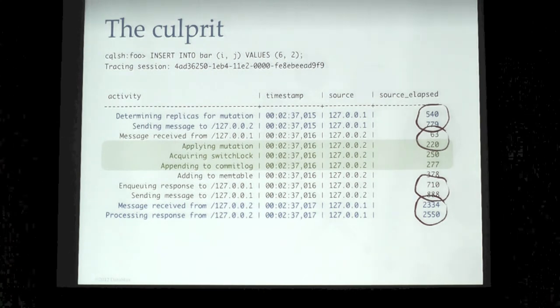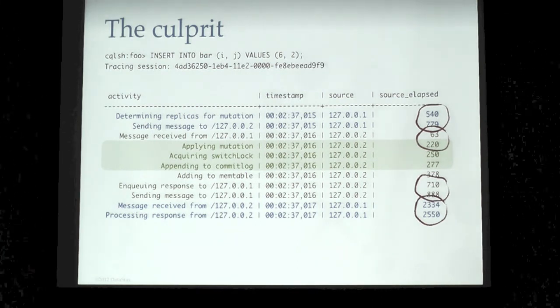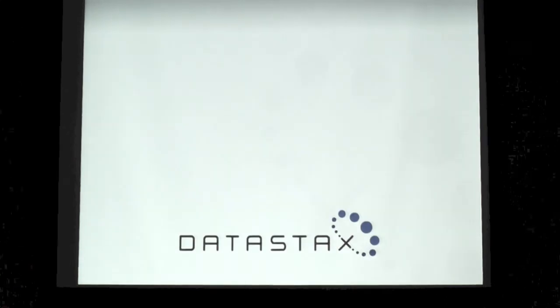Similarly on the replica node, between receiving the message and applying the mutation, again, that's just going from one stage to another, and that took almost another 200 microseconds. I've circled in red each of these places where I'm not doing extra processing, but I'm losing time moving from one stage to another. So this highlights a place where Cassandra has room to improve, and this is something we're going to be working on for the releases after 1.2.